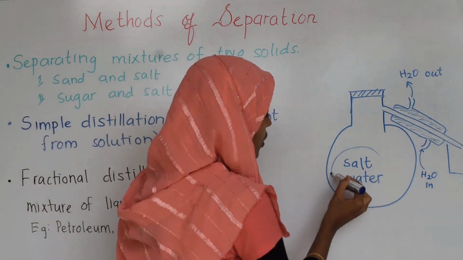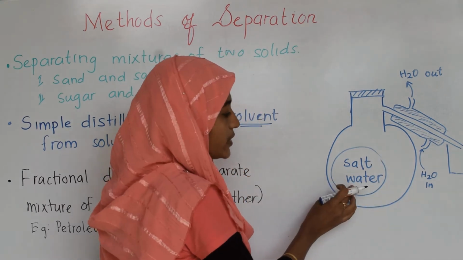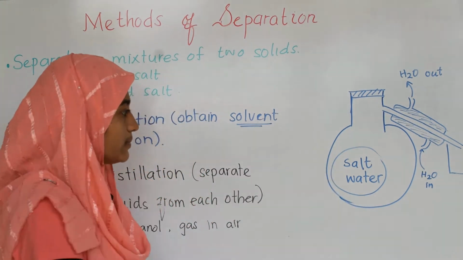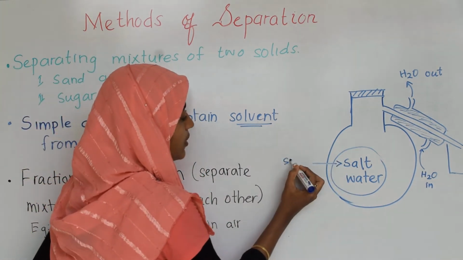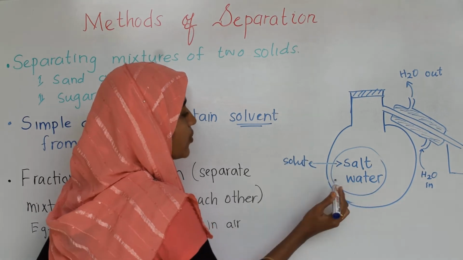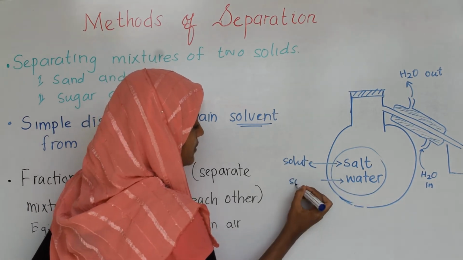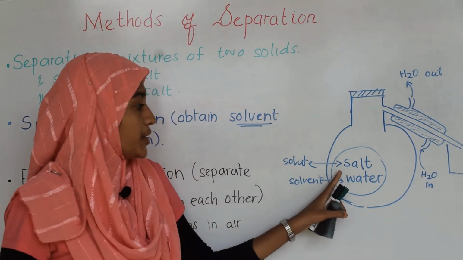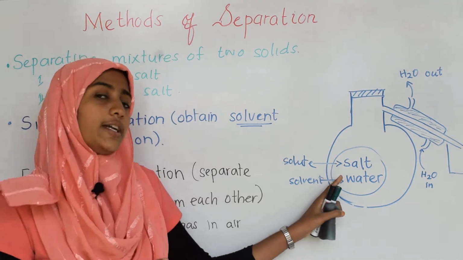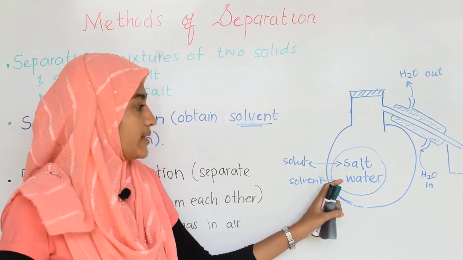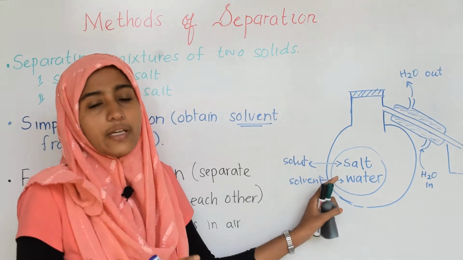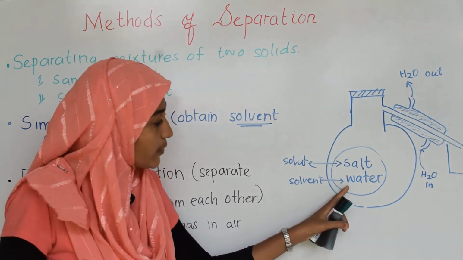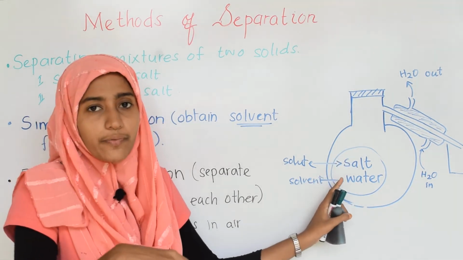In salt solution, I have written salt water, that is a salt solution. In a salt solution, salt is the solute, water is the solvent. Now we know how to separate salt from water, that is by using the method of evaporation. Water will evaporate, salt will remain, so you can get the salt crystals out. Now let's see how we get the water, leaving the salt behind. So we have to get the pure water.